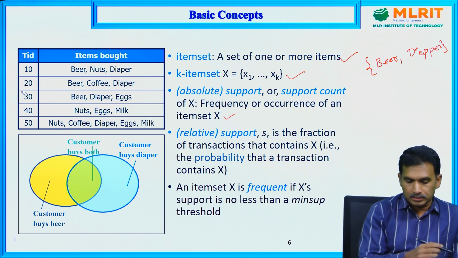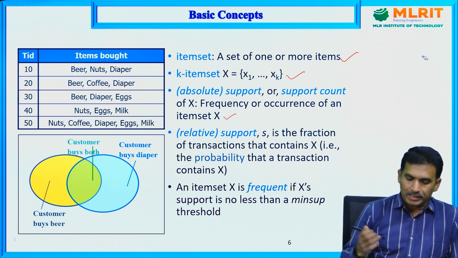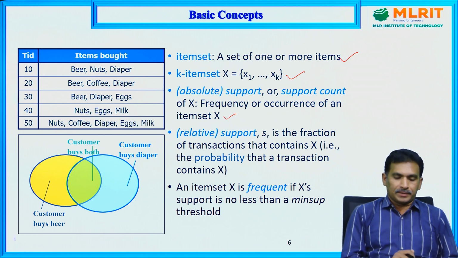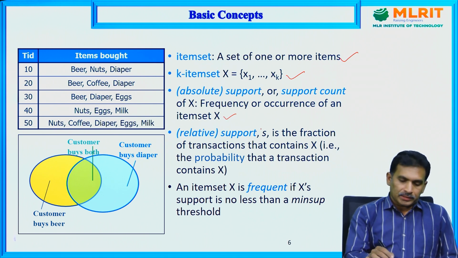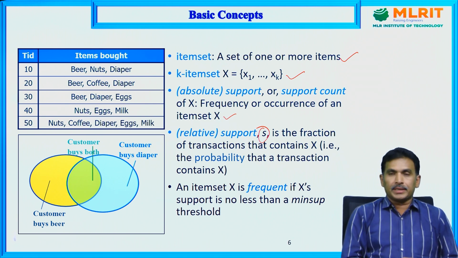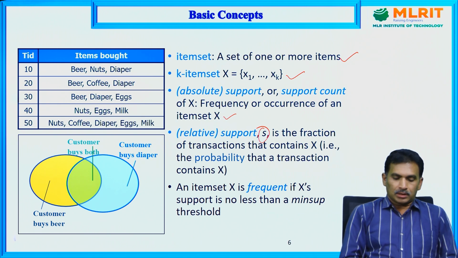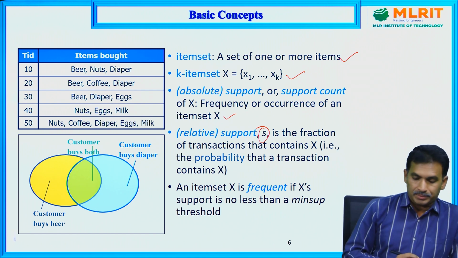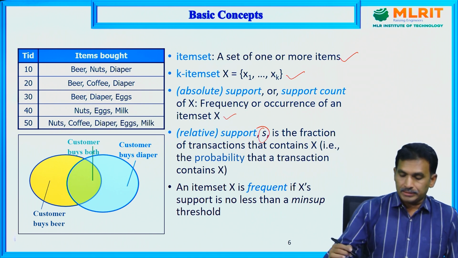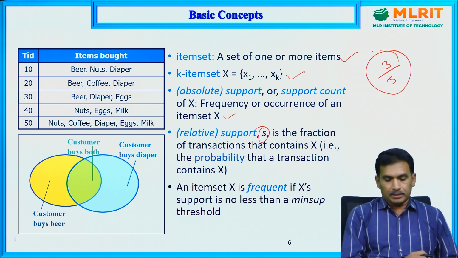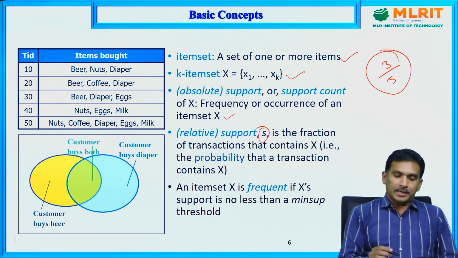Next, what is relative support? Relative support is relative to the total number of transactions, and it is denoted with a small s. This is the fraction of transactions that contain X. So that is also called the probability that a transaction contains X. Like in this example, the item set beer and diaper appeared in 3 transactions out of 5, and this is the probability that a transaction contains the item set beer and diaper.